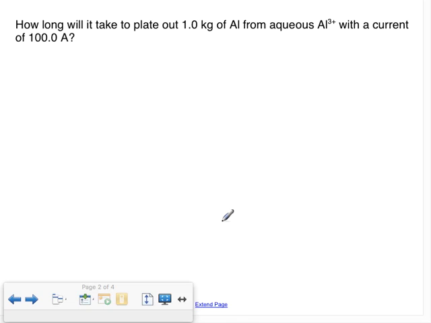You could think about it like stoichiometry. We're just converting until we get our answer. And in this problem, we can think of current as a conversion factor. The information we're starting with is the mass of aluminum, and the information we're trying to get is an amount of time. How long will it take? So we're trying to get from kilograms of aluminum to time.